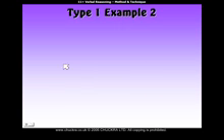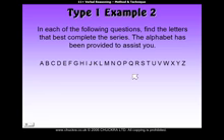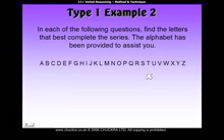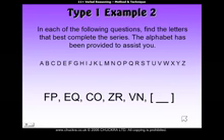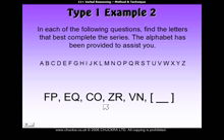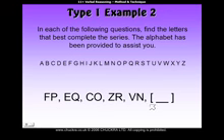Let's have a look at a second example of type 1. The instructions are still the same. In each of the following questions, find the letters that best complete the series. The alphabet has been provided to assist you. In this example, we've been given FP, EQ, CO, ZR, VN, and we need to find the next pair of letters to complete this series, something that continues the pattern.